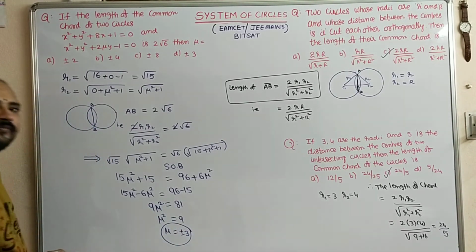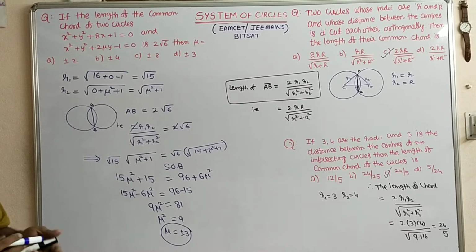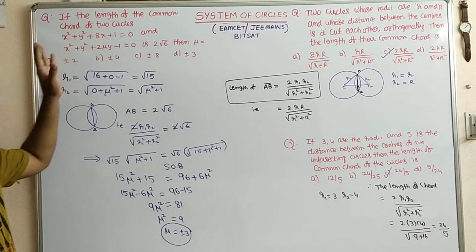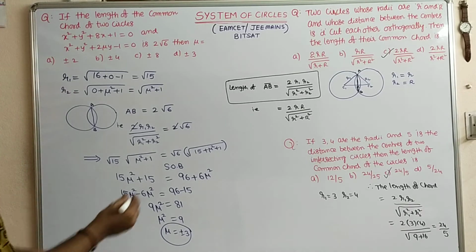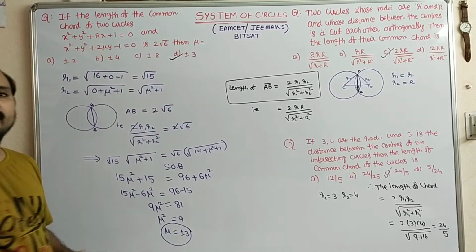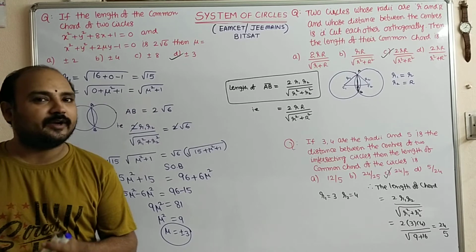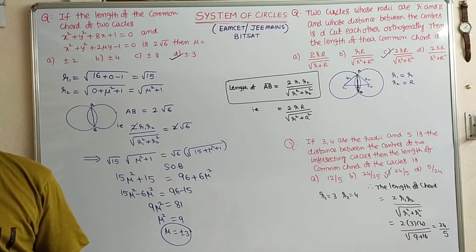So therefore, if the length of common chord is equal to 2 root 6, then the unknown value mu equal to plus or minus 3, which is there in the fourth option. We will move to the next concept related questions.